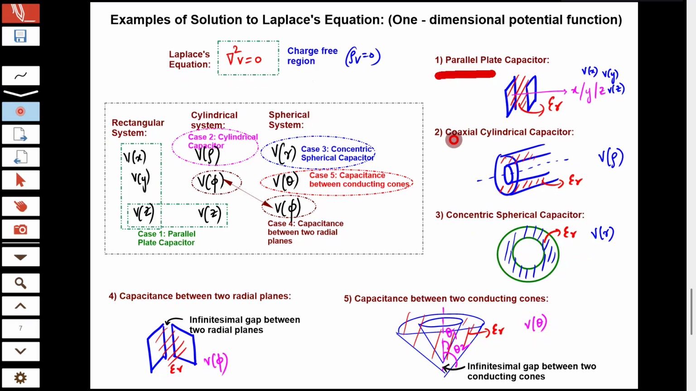We'll be doing the derivations one by one for finding the capacitance of all these 5 cases in the further videos. Hope you have understood the examples of solutions to Poisson's and Laplace equations.